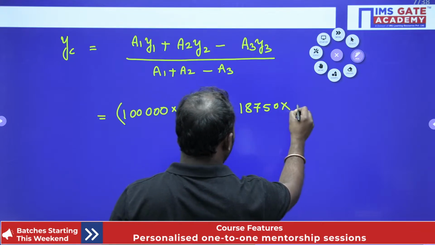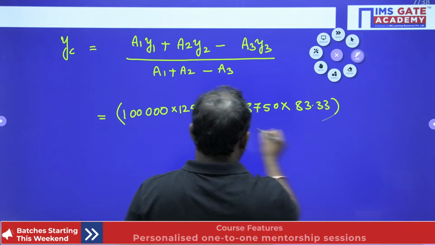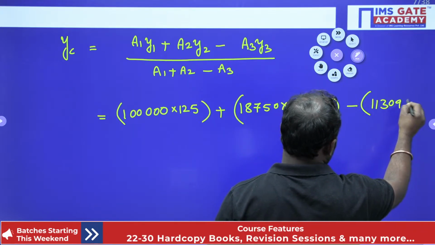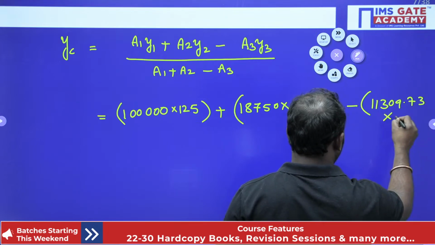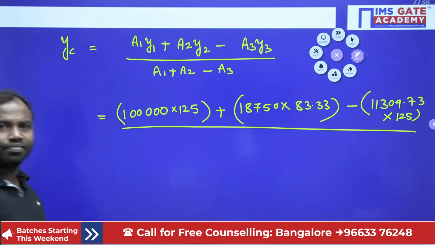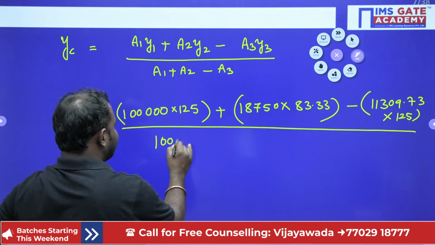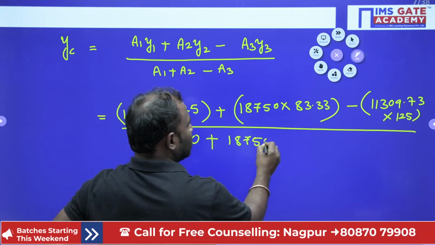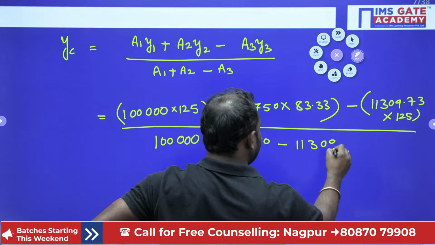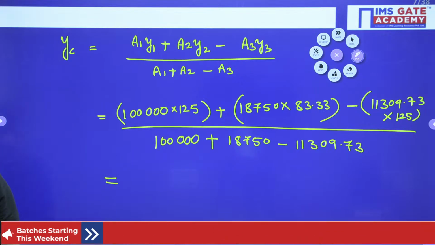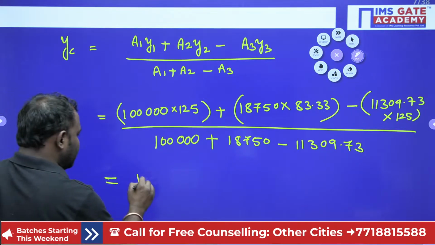18750 into y2 is 83.33 minus a3 11309.73 into 125 y3. Now it is going to be divided by, right? Now here again 1 lakh plus 18750 minus 11309.73. Now if you solve this, then you are going to get your yc 117.72.